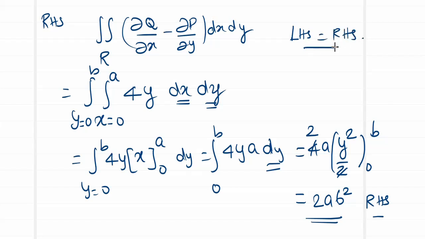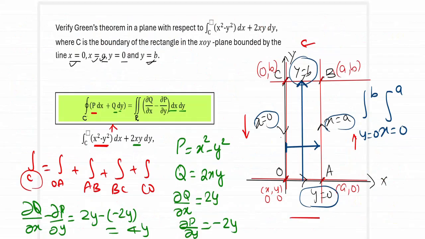So what have we verified? We have verified that the left hand side of your Green's theorem is the same as your right hand side of your Green's theorem. Hence, Green's theorem has been proved for this plane, which is a rectangular one, for this function x square minus y square dx plus 2xy dy.